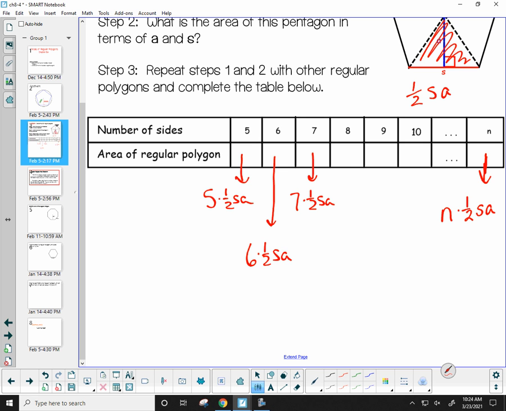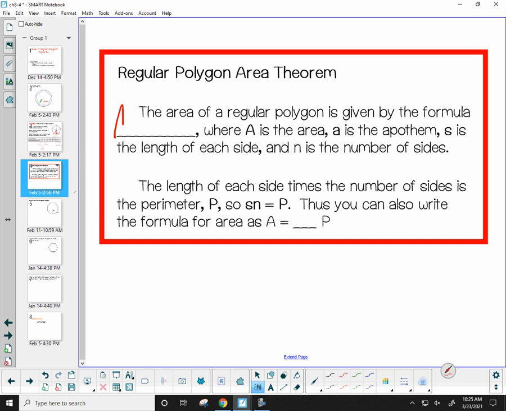Would that be the simplified n over 2SA? You could, but you don't. A lot of times we write the formula as area equals 1/2 NAS. I don't know why they picked that order, but they do. So 1/2 NAS is our formula. That'll get us the area of any regular polygon. It's listed out here. Capital A is the area, lowercase a is the apothem, S is the side length, and N is the number of sides.